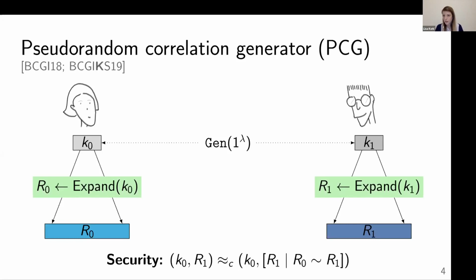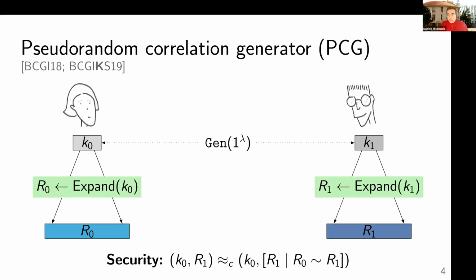No, but if you have some other weaker correlation, R1 doesn't have to be in the image of expand, correct? Oh, no, it's indistinguishable from any R1, not just from an R1 that is in the image of expand. So you have some pseudo-randomness there. It's computationally indistinguishable from any other value that would be correlated to R0, but it does not have to be in expand for any key K1.